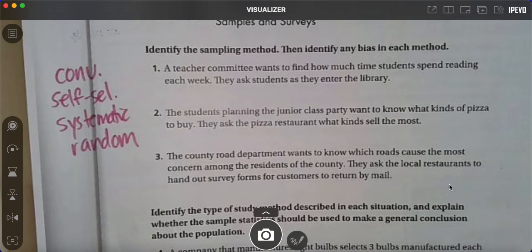What's wrong with that, though? They're asking people who are going into the library how much they read. Yeah, there is bias. You asked people who are going into a library how much they read. Obviously, they read more than other people. Sorry, they read more than the people who are in the gym playing basketball.